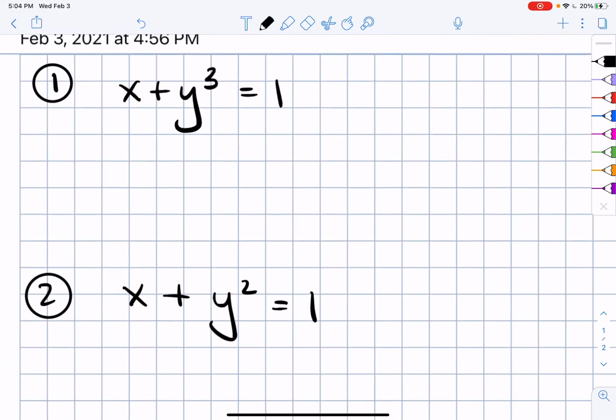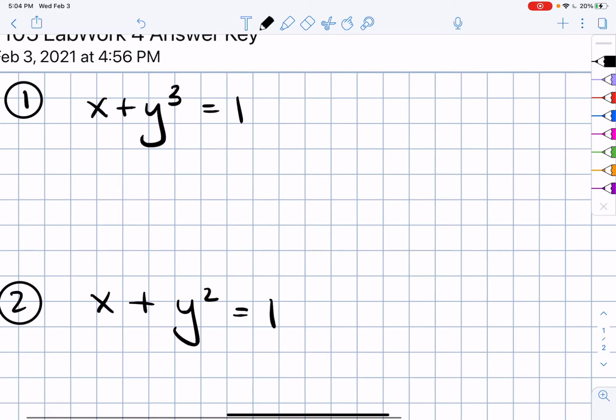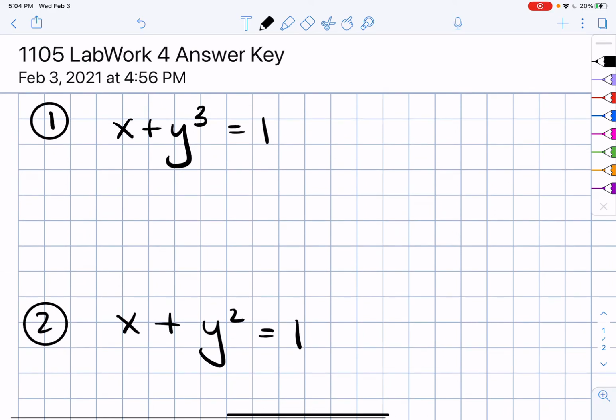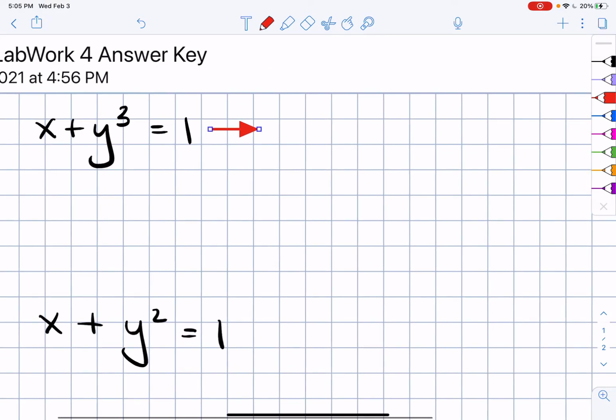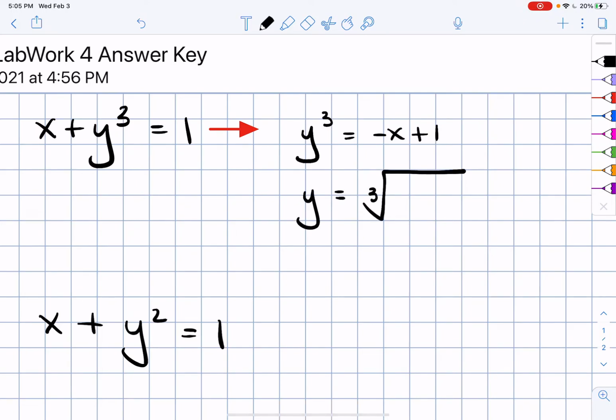All right. Let's talk about LabWork 4. So the first one and the second one wanted to know if they are functions. If I look at the first one here, essentially what I want to do is get y by itself. So I'll have y to the third is equal to negative x plus 1. So y is going to equal the cube root of negative x plus 1.